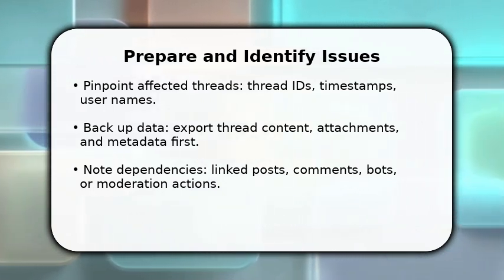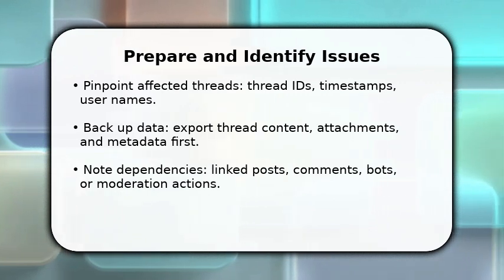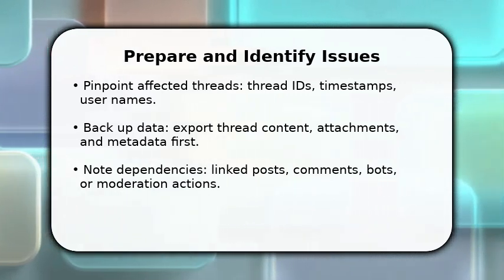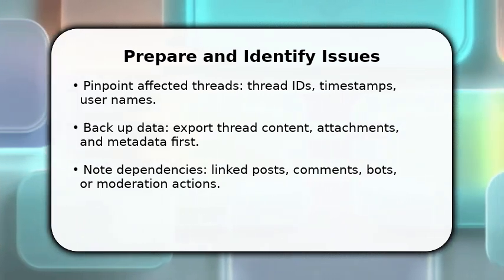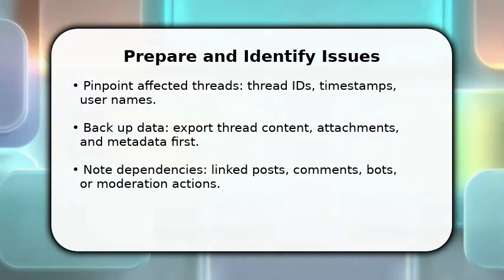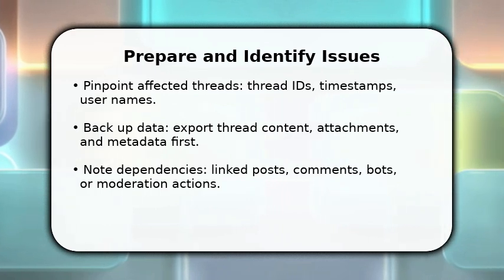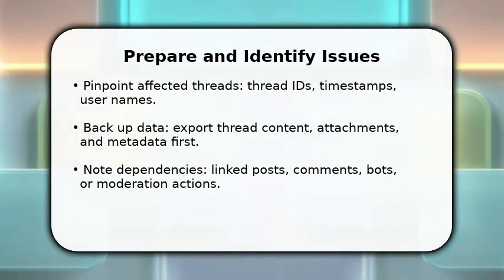Make sure to list dependencies like linked posts, comments, bots, or moderation flags so you can address ripple effects. This step prevents surprises during fixes and gives you a recovery point, so you can proceed confidently to hands-on repairs without losing critical context or data.